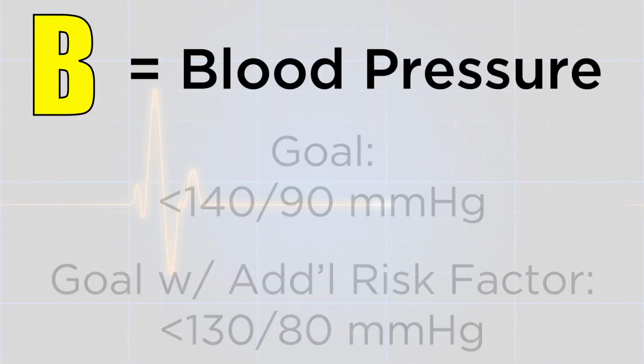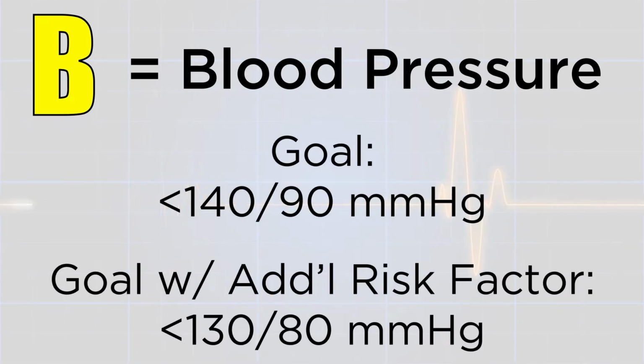B stands for blood pressure. High blood pressure can put unnecessary strain on your blood vessels and cause damage. For most people with diabetes, the blood pressure goal is less than 140/90. For people with diabetes and at least one additional risk factor, the blood pressure goal is less than 130/80.